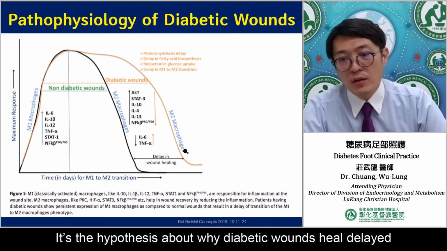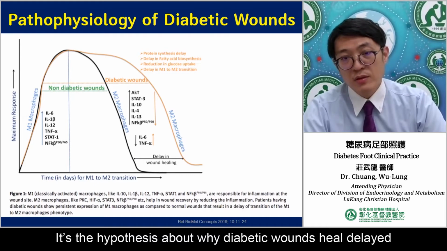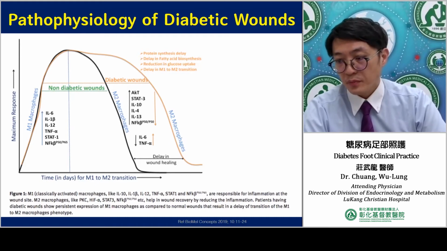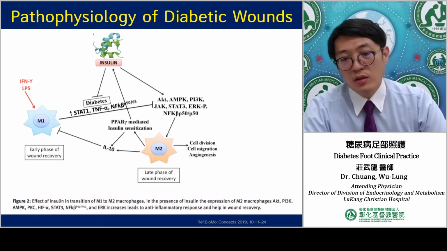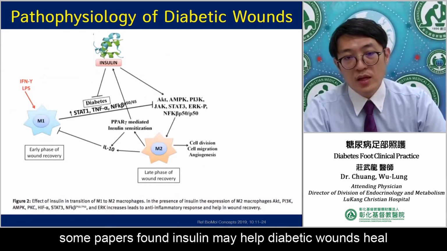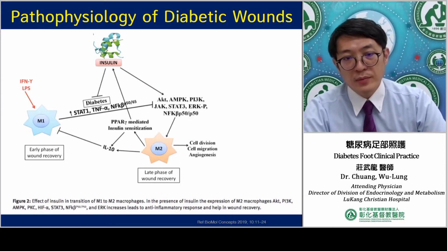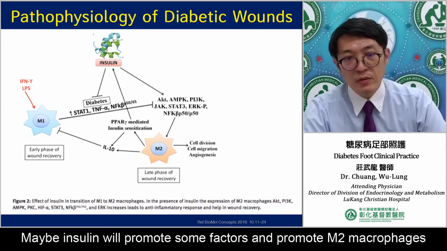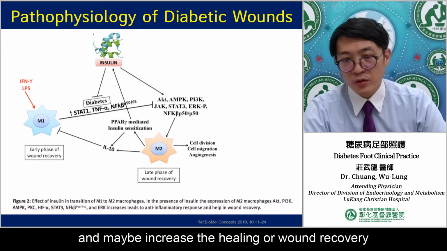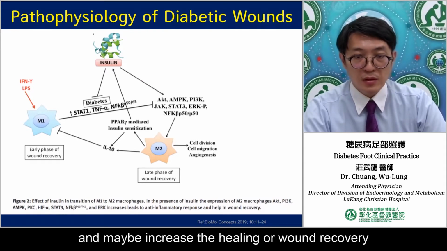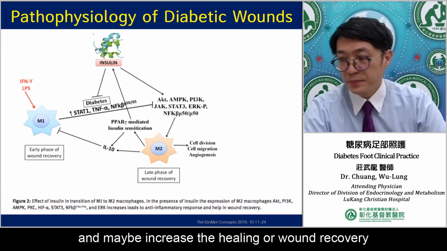There's a hypothesis about why diabetic wounds heal slowly. In medication, some papers found insulin may help diabetic wounds heal, but why? Maybe insulin promotes some factors and M2 macrophages, and maybe increases healing or wound recovery.